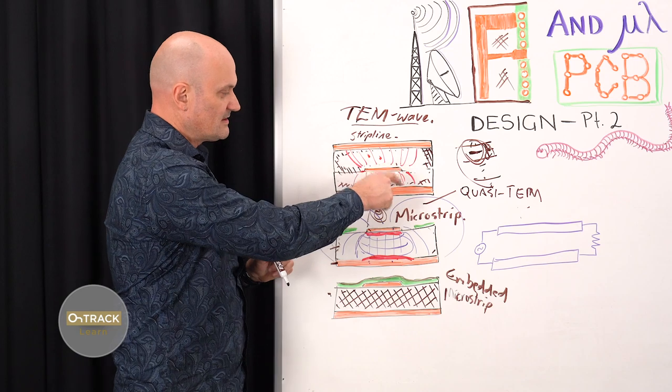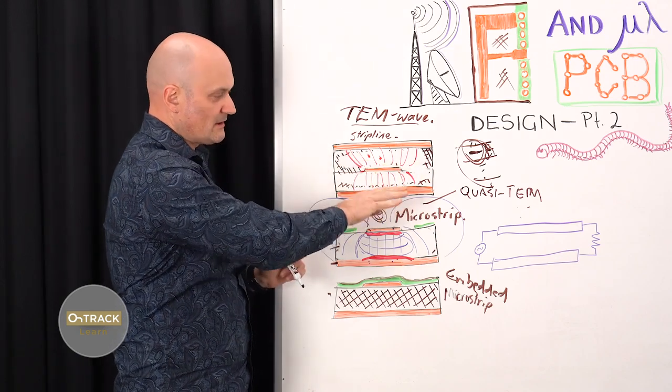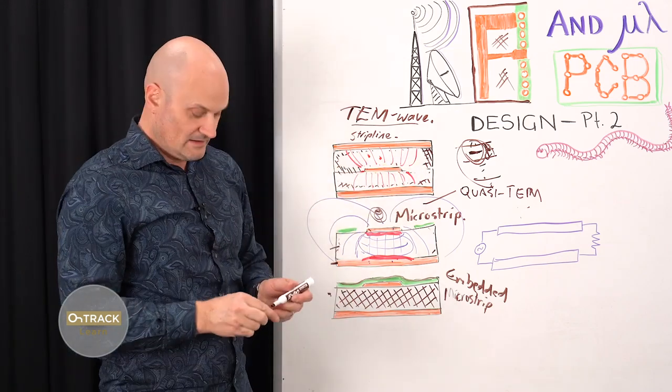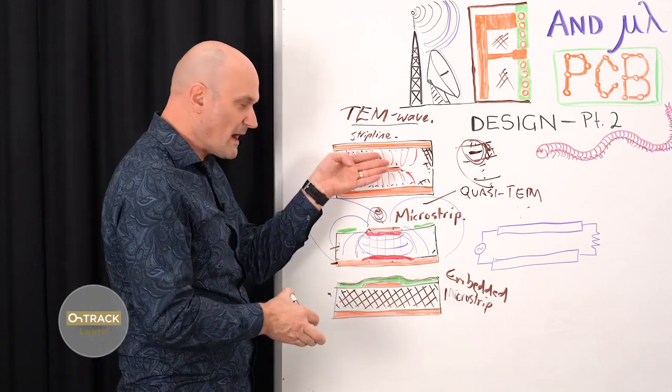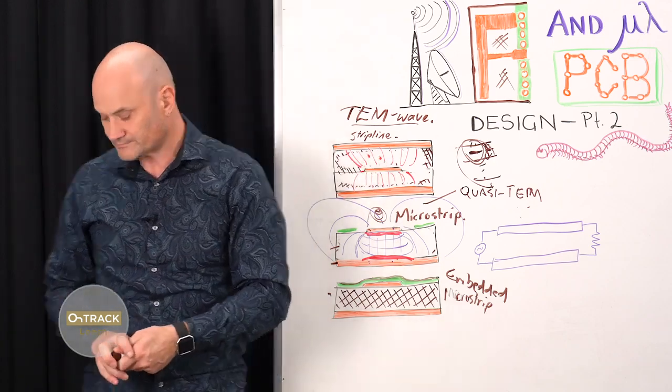But because the signal doesn't go through the copper, the rest of the PCB stack-up is not part of this strip line structure at all.